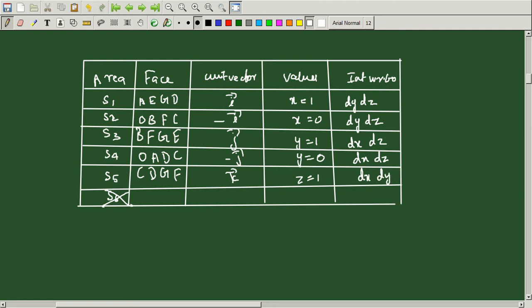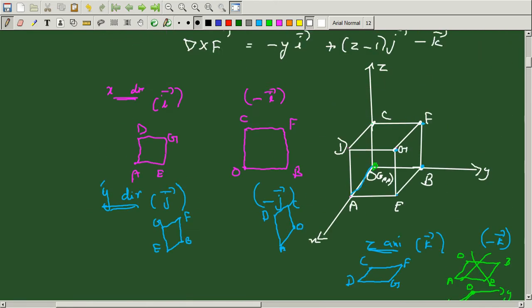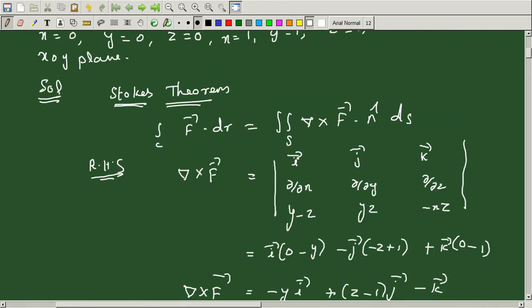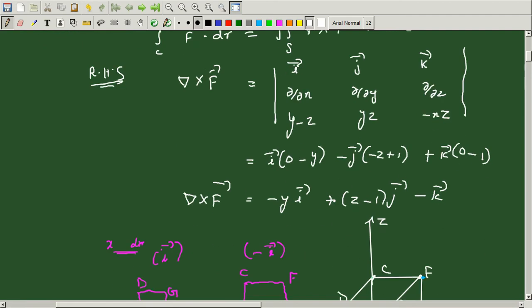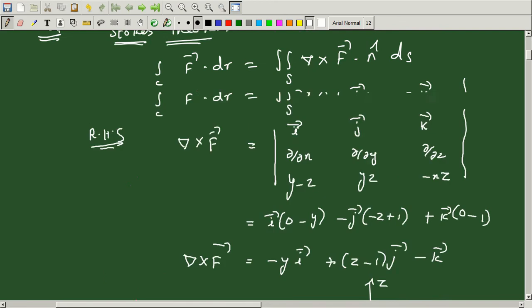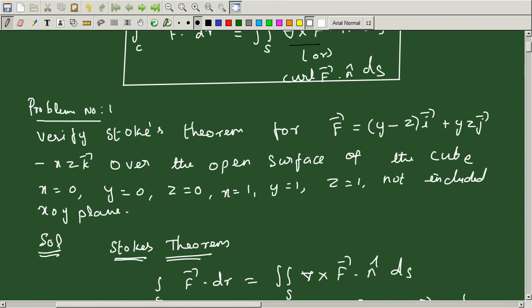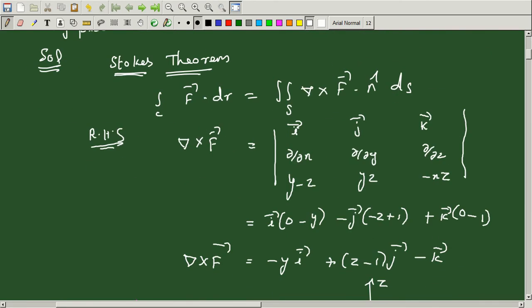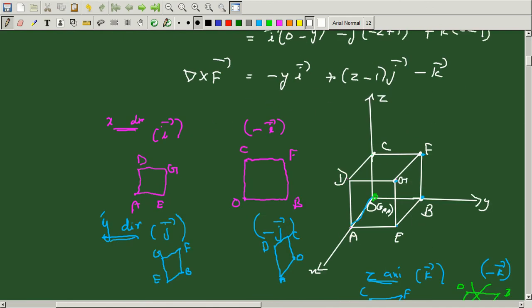Now let's start. So what is our work for the RHS? What we did already for Stokes theorem, we are taking the RHS value. RHS is del cross f dot n cap into ds. So we are finding the value of del cross f. After finding del cross f, it is a cube. So draw the cube, given in the question as the open surface of the cube. So you have to draw the cube and consider all the surfaces, omitting only the open one, because here we are considering an open surface. That's why you should omit any one surface.